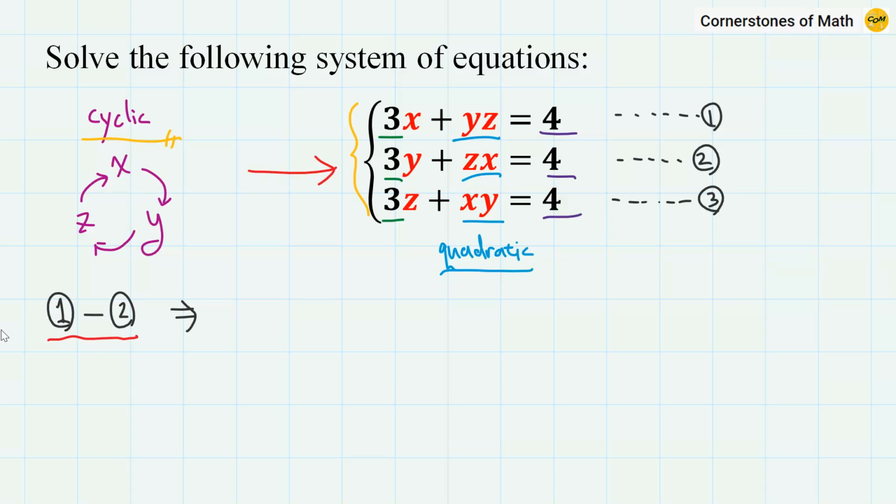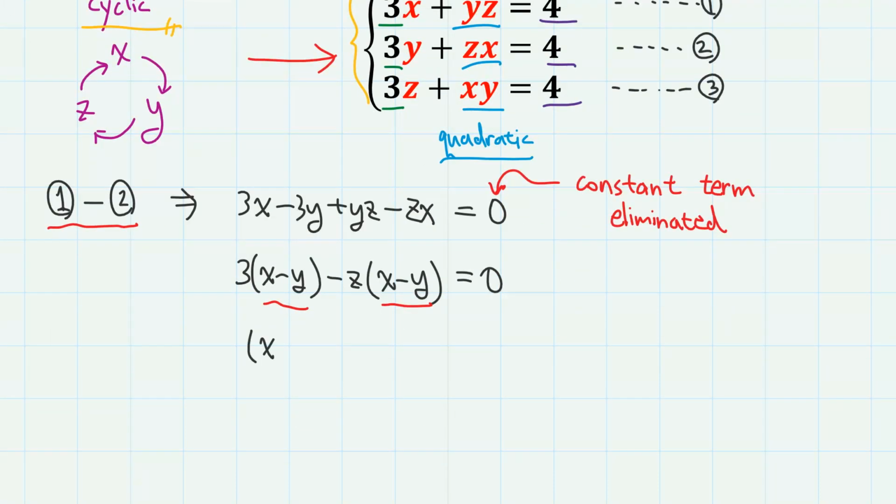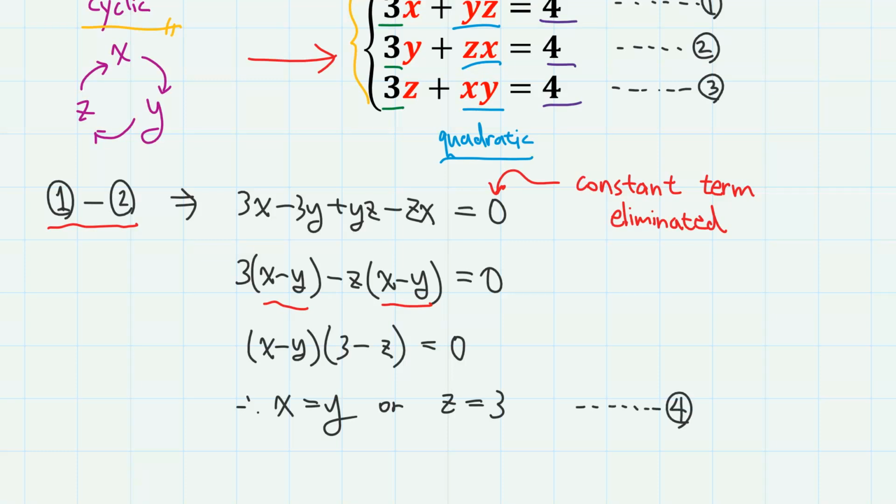For instance, equation 1 minus equation 2 gives 3x minus 3y plus yz minus zx equals 0. This method is very useful here because first, now the constant terms are eliminated, and second, we can further factor this equation by writing 3 times (x minus y) minus z times (x minus y) equals 0. So we have x minus y as a common factor. So we have (x minus y) times (3 minus z) equals 0, therefore x equals y, or z equals 3. And let's just call this condition number 4.